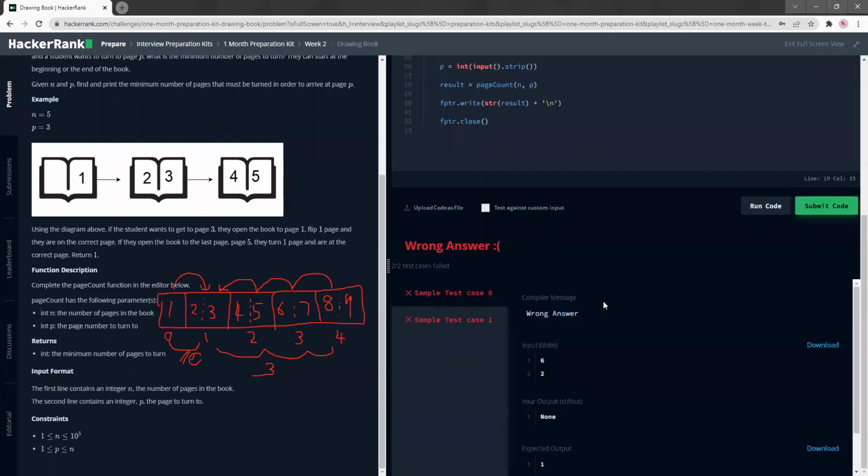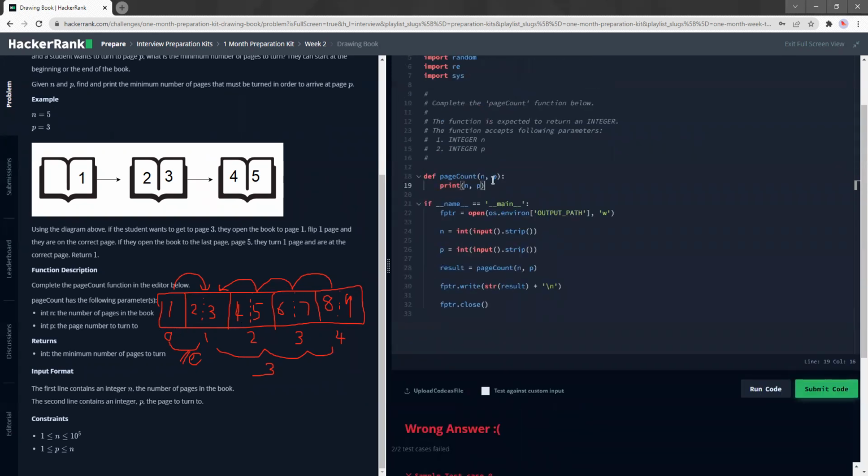Okay, running the code. Yeah, it's wrong. Okay, so I'm getting 6 and 2. So the first line, 6, indicates the number of pages, while the second line contains P, the page to turn to. So over here, I need to turn to page 2, which from the front will be 1, and from the back it will be 1, 2. So the minimum value will be 1, and hence we will return 1.